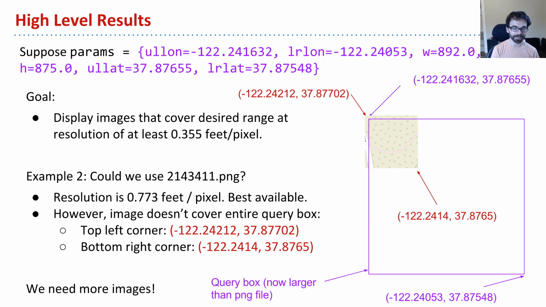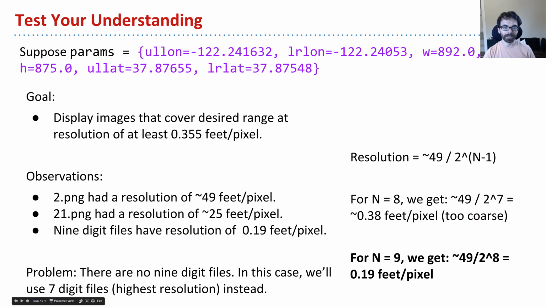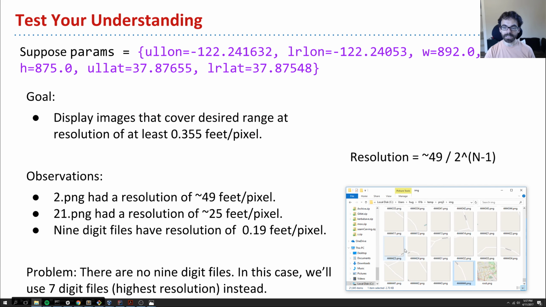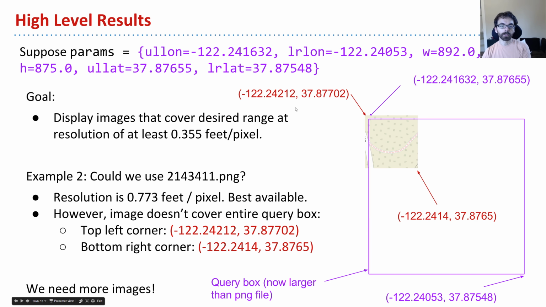So to summarize what we've got so far, we cannot use 2.png or 2.1.png. We need to use a longer file. We would want 9-digit file names. We don't have those, so we use 7, which is the best level of zoom we have available. So let's consider this one, I'm just going to throw this out of nowhere. Could we use 2143411.png? Would that be allowable? First we have to ask ourselves, does it cover the entire query? Well, we look at where the corners of this image are, and I'll talk about at the very end of this video how you calculate that.